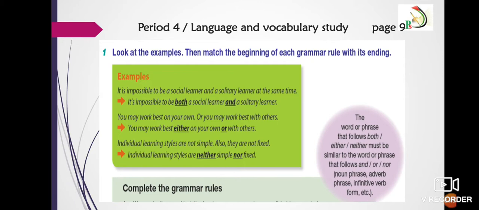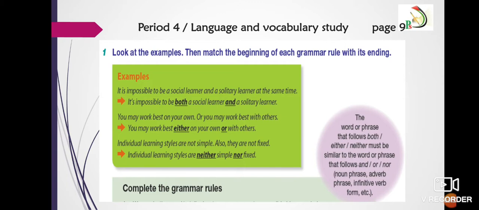It is impossible to be both a social learner and a solitary learner. Either you can be, see, I told you about both, and it is impossible to be both. Either you can be a social learner or a solitary learner. See, I told you about either and or. Between two choices, you have to choose one thing. You may work best either on your own or with others.